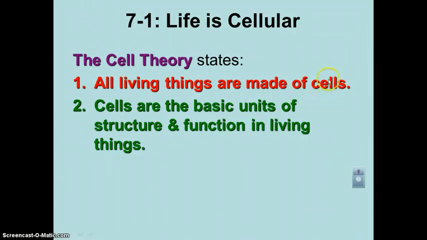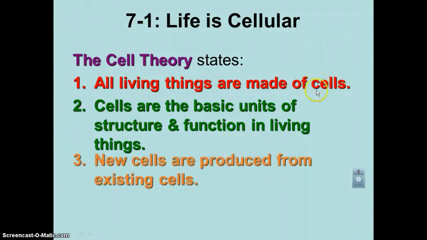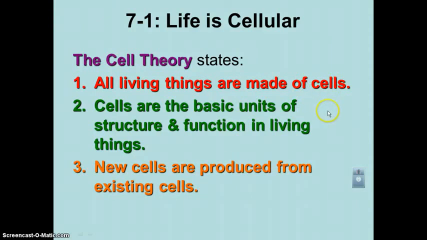The third and final part of the cell theory will be pretty much just Virchow word for word. New cells are produced from existing cells. In other words, the only way you get a new cell is you have to either do mitosis or you use meiosis to produce the gametes that will be used for sexual reproduction.